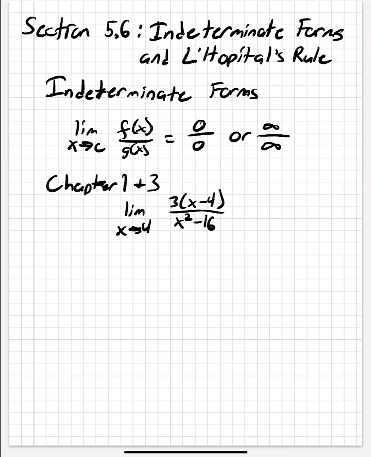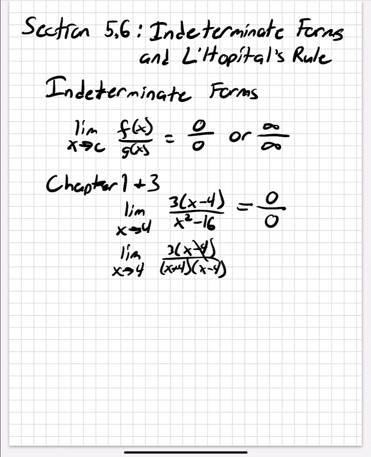Okay, if I were to just plug 4 into this directly, I get 0 over 0, right? 4 minus 4 is 0, so 3 times 0 is 0. 4 squared minus 16 is 16 minus 16, which is 0, so 0 over 0. All right, so from chapter 1 and 3, how you would solve this is you would say, well, the limit as x approaches 4 of 3 times x minus 4, you would have to recognize that x squared minus 16 is a difference of squares. So that's x plus 4, x minus 4.